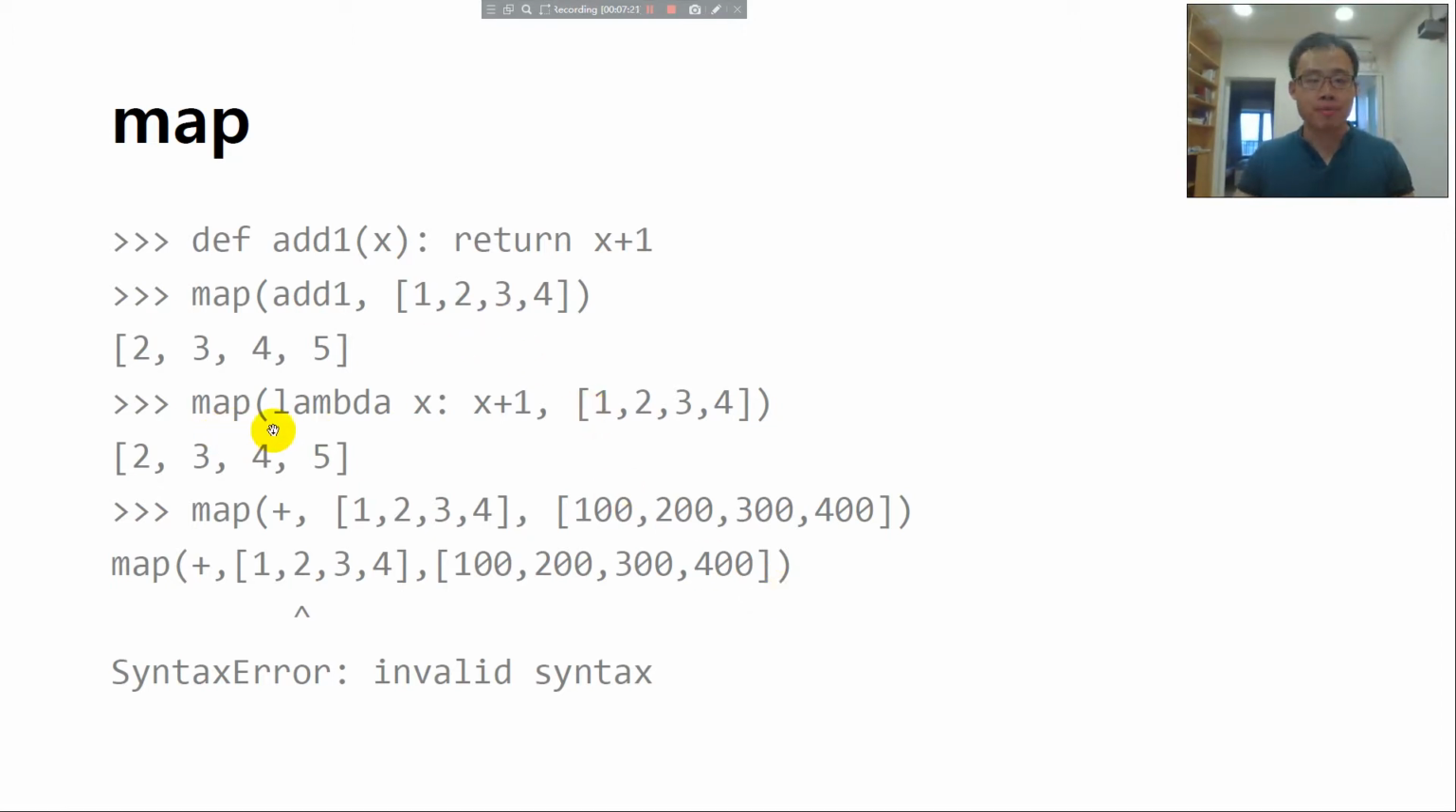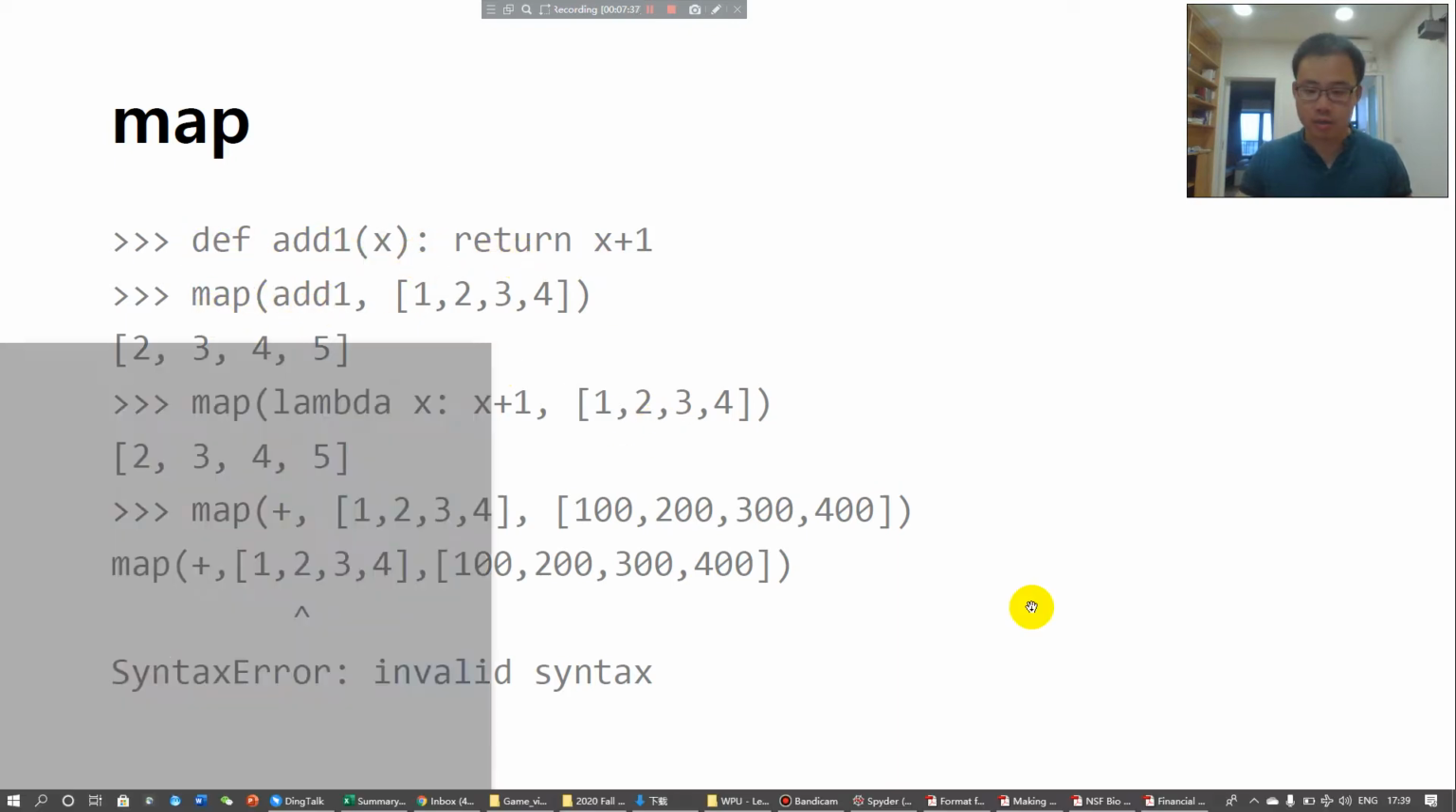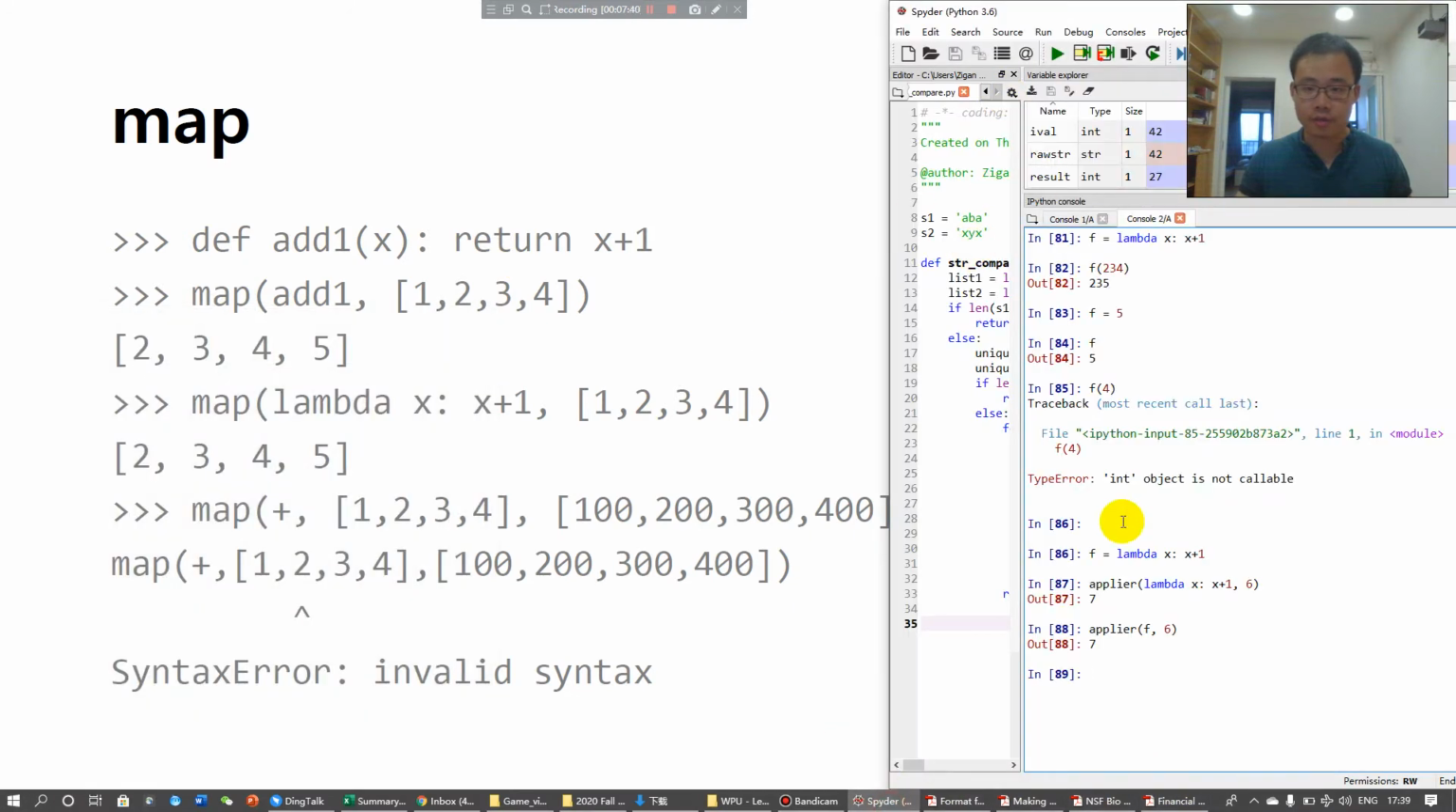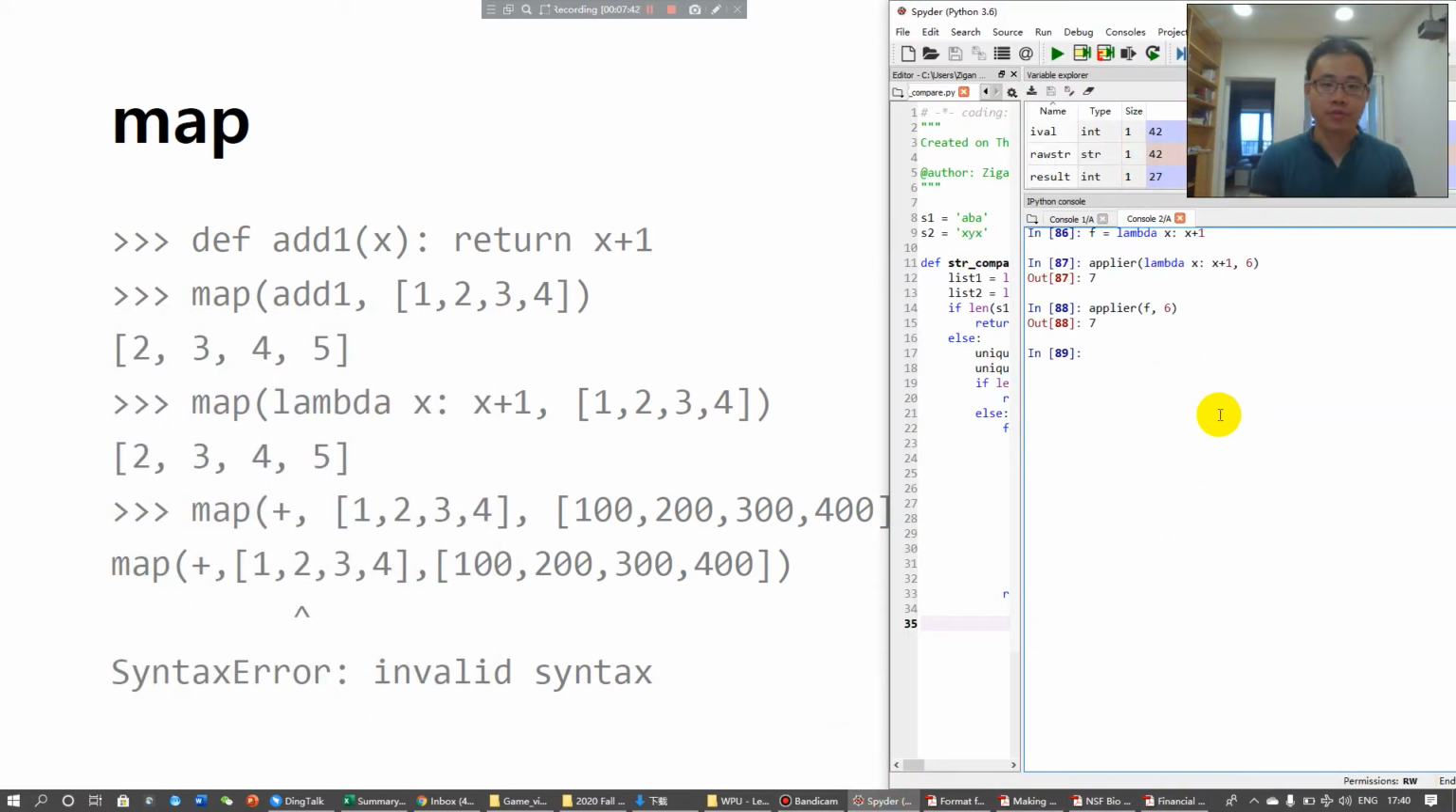You can map a function to every element of a collection data type. For example, for map, if you define add1x as x plus 1, this is add1. Add1 is like our plus 1. This is the same thing that I did.